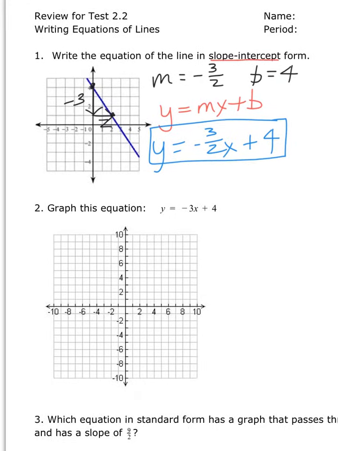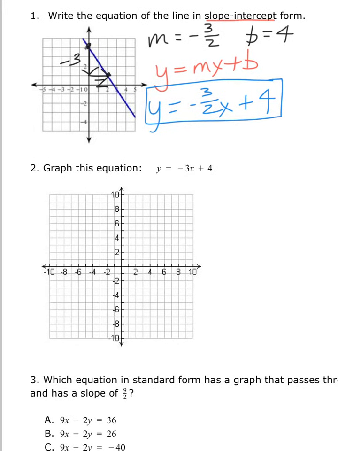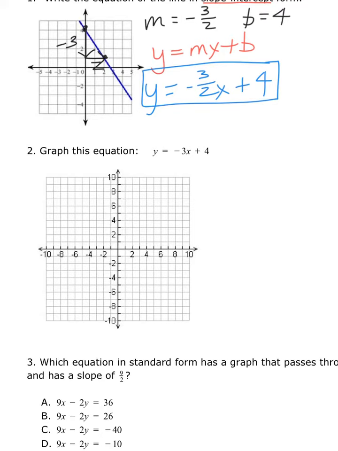Number 2. Number 2 says to graph the equation, y equals -3x plus 4. So what you want to do is begin at the 4. Well, where do we begin? At the 4, right? So I'm going to go to 4 on my y-axis and put a point. And then what's my slope? -3. So I'm going to go down 1, 2, 3, and over 1 unit.